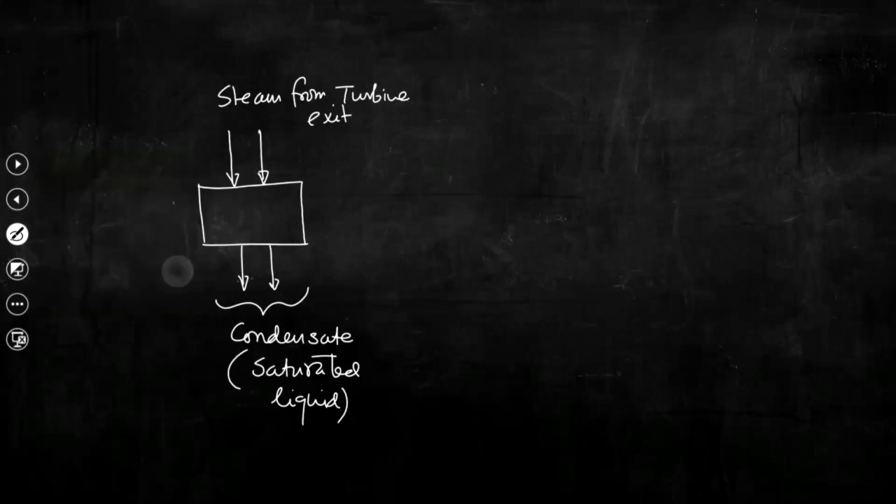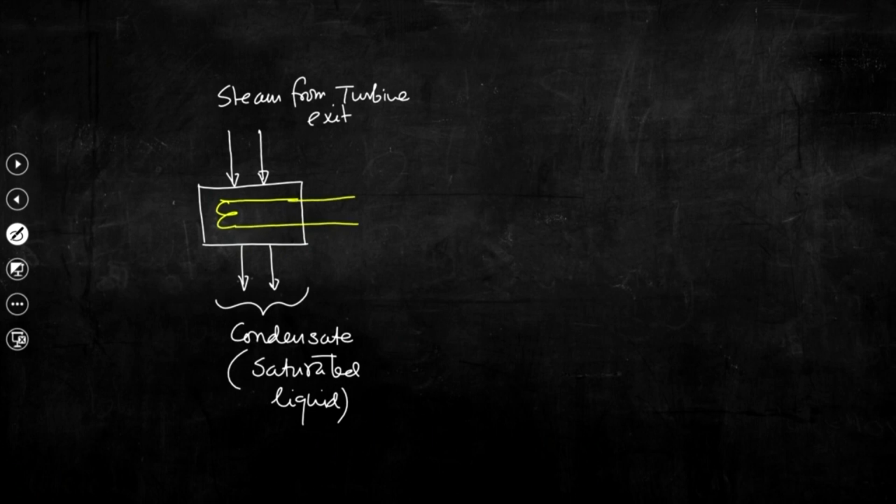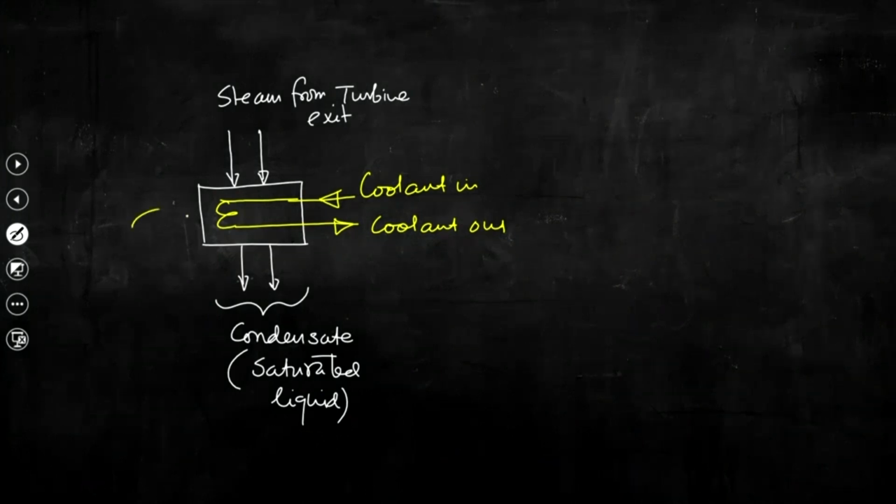So, that means we need to circulate coolant, and this is coolant in, and this is coolant out. So, basically this is the condenser. Condenser is a type of heat exchanger in which two different streams exchange heat.